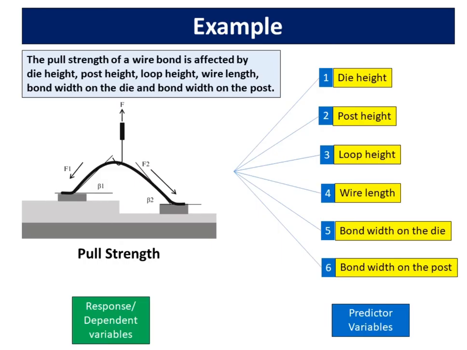Let's take a look at an example. The pull strength of a wire bond is affected by die height, post height, loop height, wire length, bond width on the die and bond width on the post.